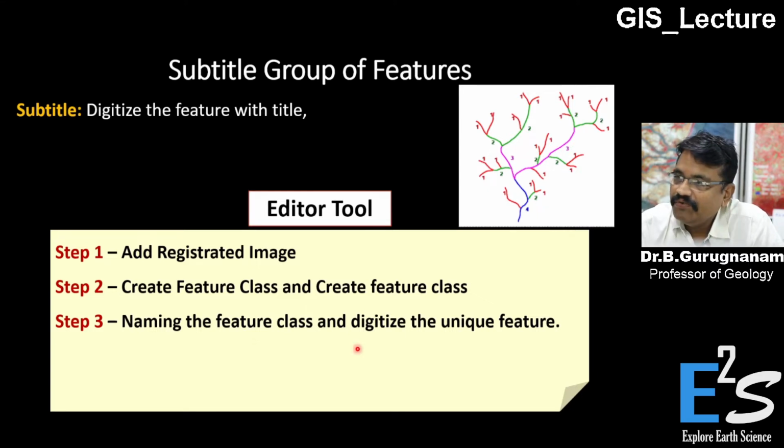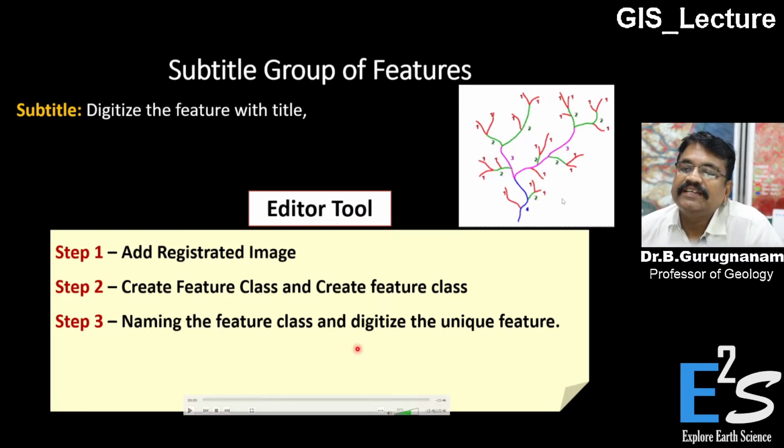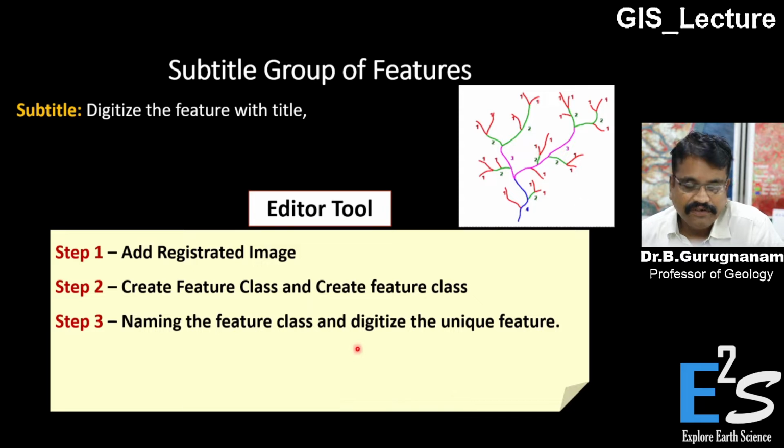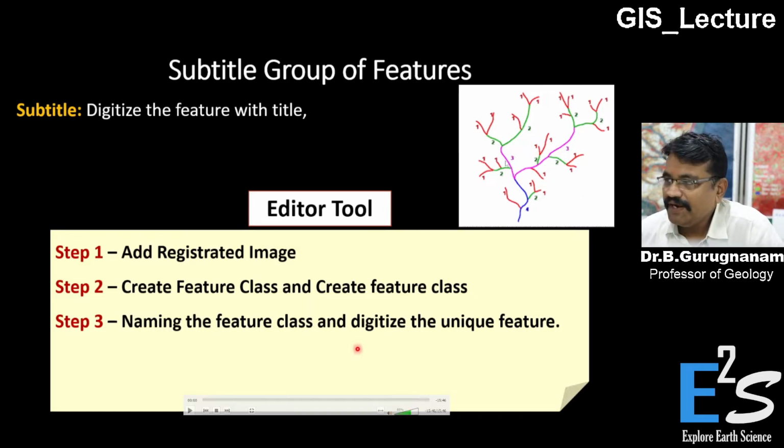In this lecture, what we are going to discuss is the subtitle group of features. When you are digitizing and adding your attribute data into the features, there is a classical example. When you digitize the drainages, you will have to give the drainage number, called the stream order. If one joins two, one is coming and then two travels, and two and two join to make three. This is what we have studied in hydrogeological studies, that we have to add the attribute subtitle, digitizing the feature with title. You have to do it.